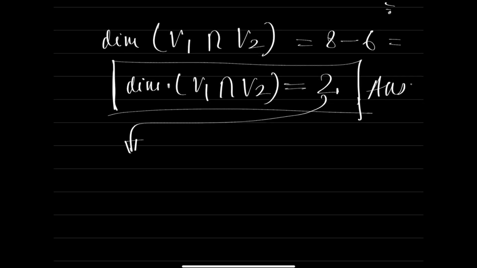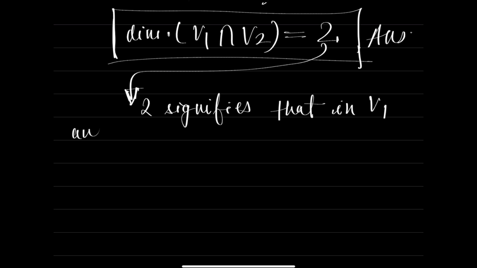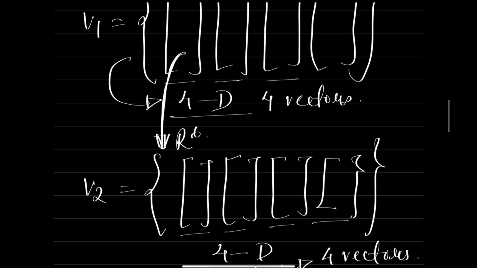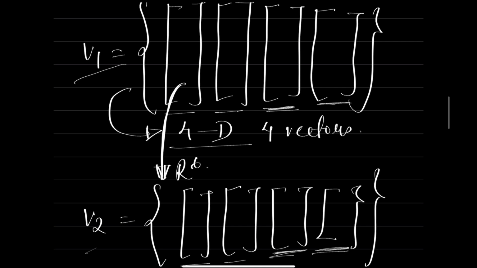Now this 2 signifies that in V1 and V2 two vectors are common. So in V1 and V2 we have two vectors in common, like we have here in V1 and V2. So any two vectors might be common.